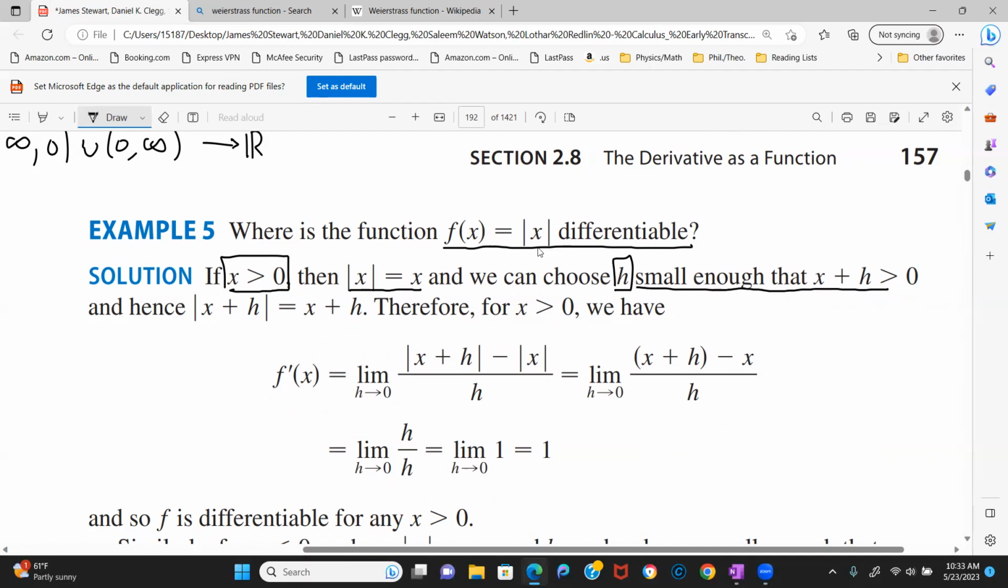So h could be positive or negative, but whatever it is, it's small enough so that when you add x plus h, you're still positive. So again, h could be a negative number, but it's small enough so that when you add it to x, you're still a positive number. So then by definition, what's the derivative? What's this limit right here?